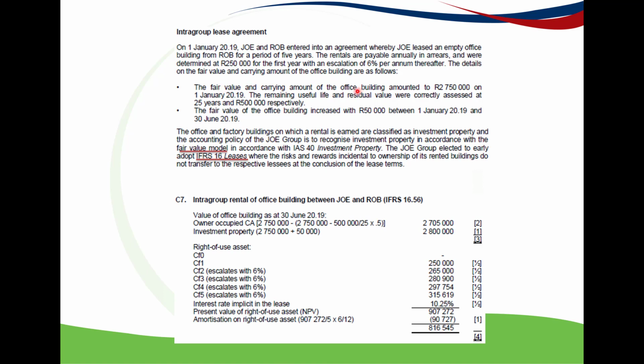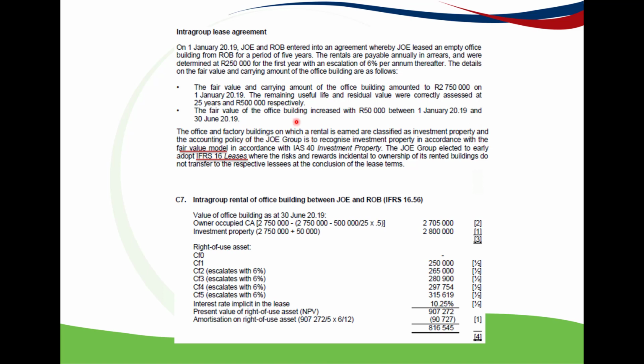The fair value and carrying amount amounted to 2.75 million on 1 January 2019, and then the remaining useful life and residual value were correctly assessed at 25 years and 500,000 respectively. And then the fair value of the office building increased to 50,000 at year end. The office and factory buildings on which a rental is earned are classified as investment property in the accounting policy of the Joe Group. This is very important.